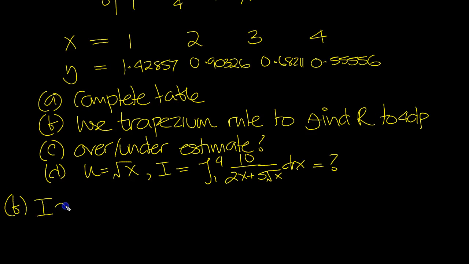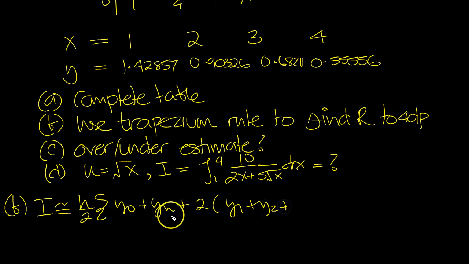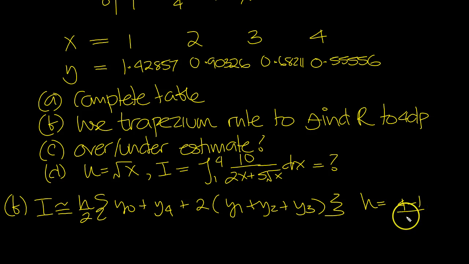So I'll call the integral approximately equal to h over 2 times the first plus the last, plus 2 times all the ones in between. So that would be y4, wouldn't it? h is b minus a over n. b is 4, a is 1, n, the number of intervals, is 3, so h is 1. So you end up with a half, 1 over 2.